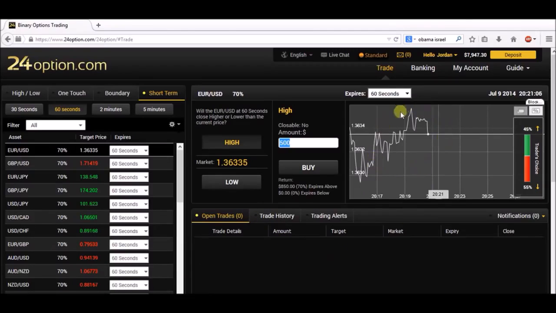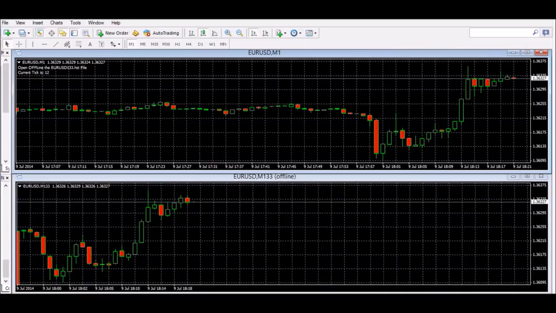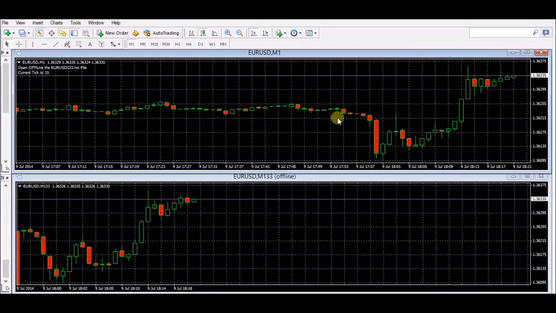This chart here, and in general, don't even really bother with these charts that the brokers offer you. They don't really show you anything or much. You always want to be working with candlestick charting.